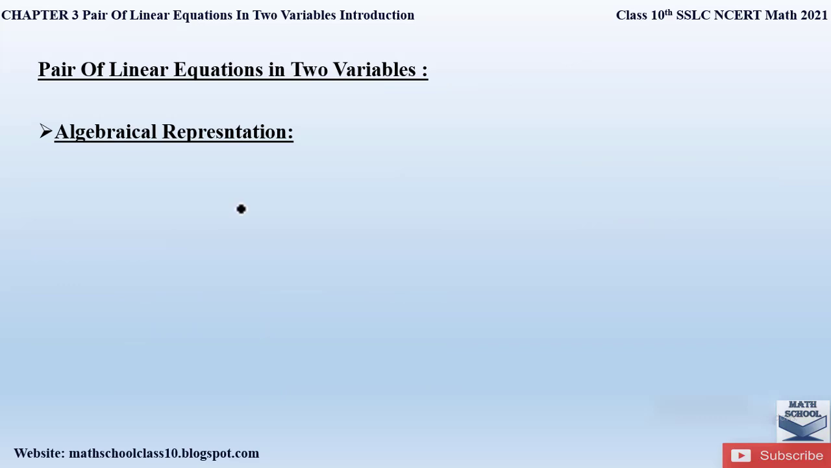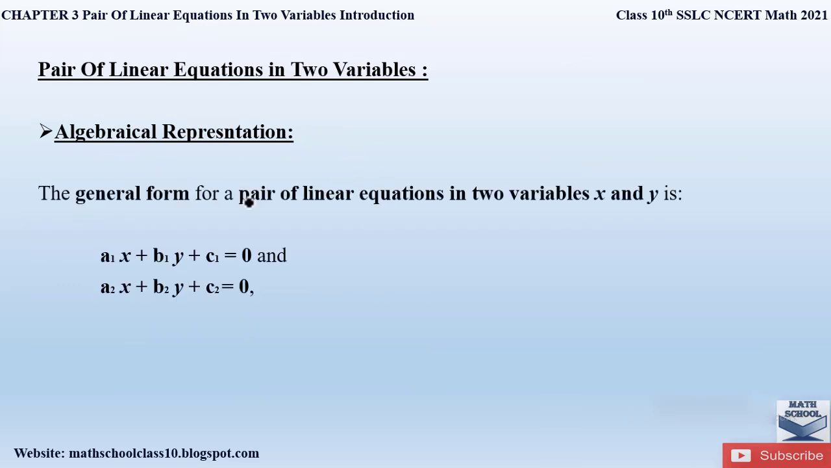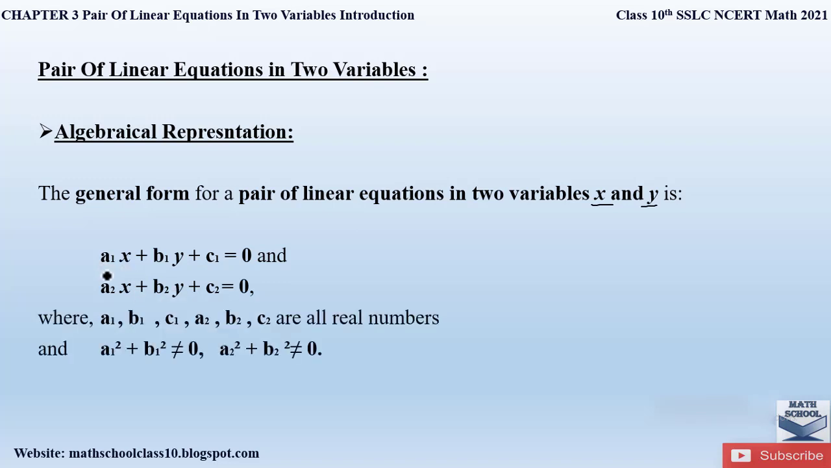Now let us see how to algebraically represent a pair of linear equations in two variables. The general form for a pair of linear equations in two variables x and y is given as a1x plus b1y plus c1 equal to 0 and a2x plus b2y plus c2 equal to 0. This is how you write a pair of linear equations in two variables x and y, where the coefficients a1, b1, a2, b2, c1, c2 are real numbers, and also a1 square plus b1 square is not equal to 0 and a2 square plus b2 square is not equal to 0.